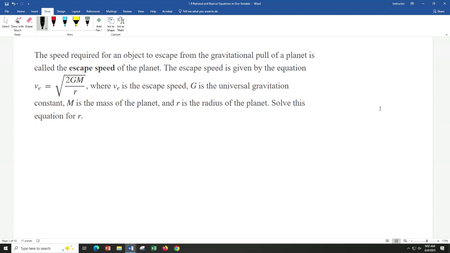So let's look at this one, and this says, where V is the escape velocity, G is the universal gravitational constant, and M is the mass of the planet. R is the radius of the planet. Solve this equation for R. We're literally just solving for R.